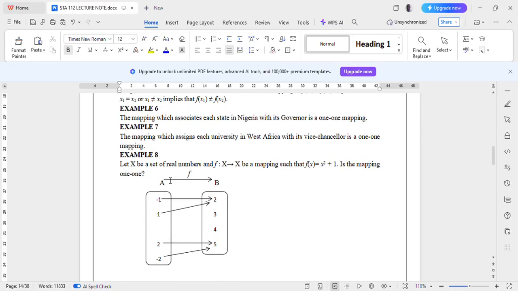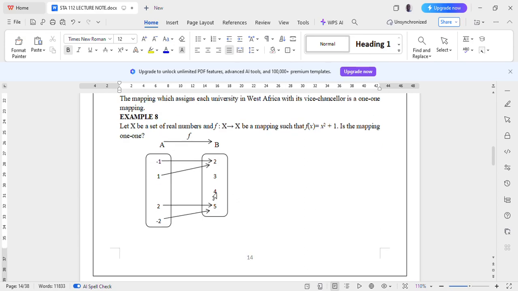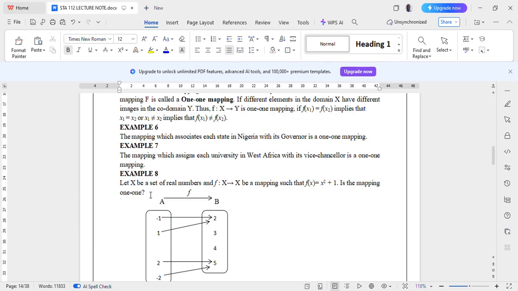So let's look at this now. This is a perfect example of what I gave you the other time. Let f be a mapping on the set of real numbers such that the function is y is equal to x squared plus 1. y is equal to x squared plus 1. Let me see if I have a similar one here. Yes, okay, y is equal to x squared plus 1. Yes, it's here.